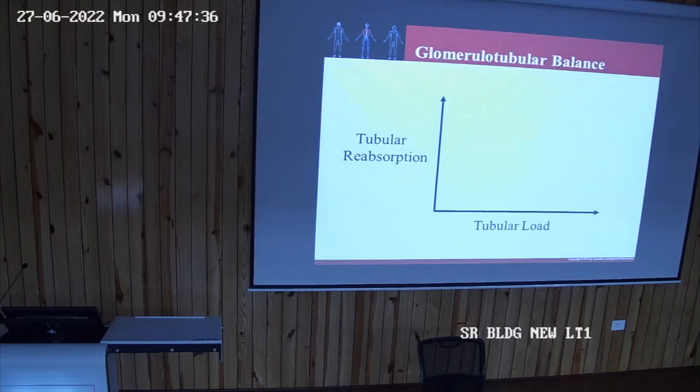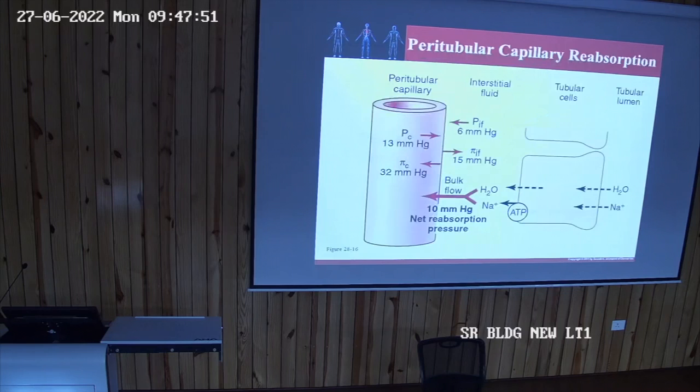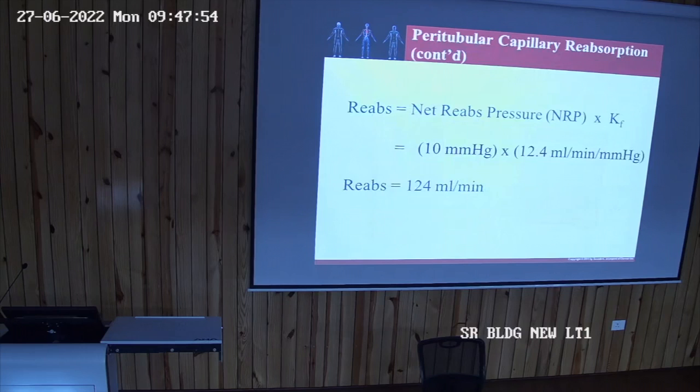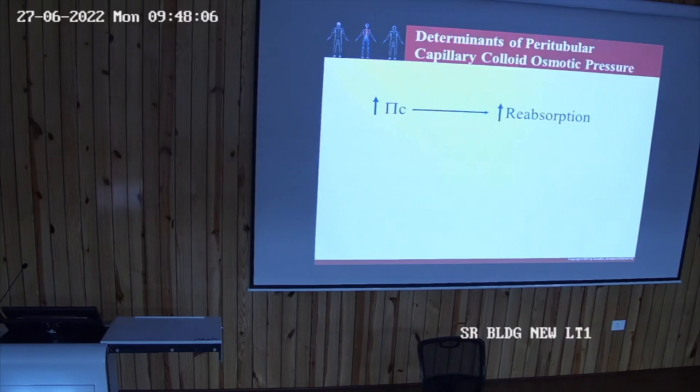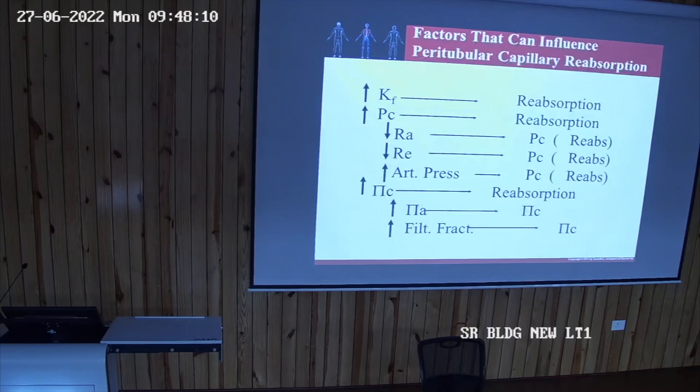Okay, this is the normal graph of tubular load and tubular reabsorption. As the load increases, reabsorption increases, but there is a threshold value for certain substances which are carried with the help of carrier proteins. Peritubular capillary reabsorption: these are the certain forces which will help in increased reabsorption. These are the same Starling forces that we have seen earlier.